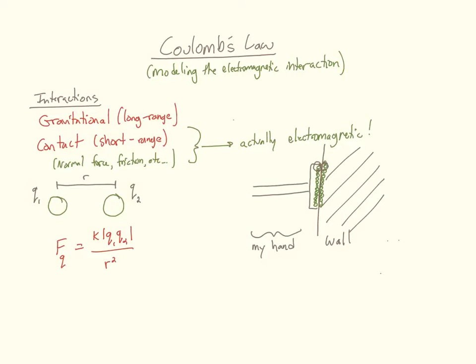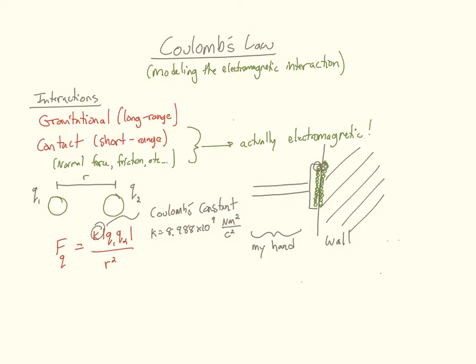Okay, so I should say something about this k. It's called Coulomb's constant, and it's named after Charles Coulomb, who discovered this effect in the 18th century, and it has a specific value: 8.988 times 10 to the 9th newton meters squared per coulomb squared. Typically, you'll see this number approximated as 9 times 10 to the 9th for many calculations because 8.988 is so close to 9.